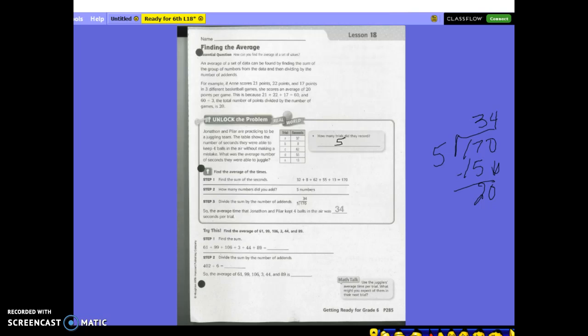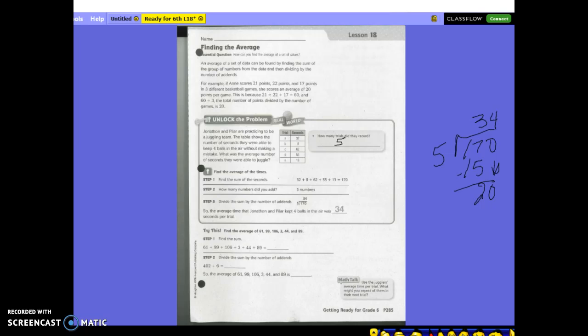Okay, we're going to find the average of 61, 99, 106, 3, 44, and 89. We are going to, here in the classroom, use a calculator. So if you're doing this at home, you may go ahead and use the calculator. I would only like you to use the calculator to add up your numbers, not to do your division. So I want to see your division on your paper. So go ahead and add those numbers in step 1.